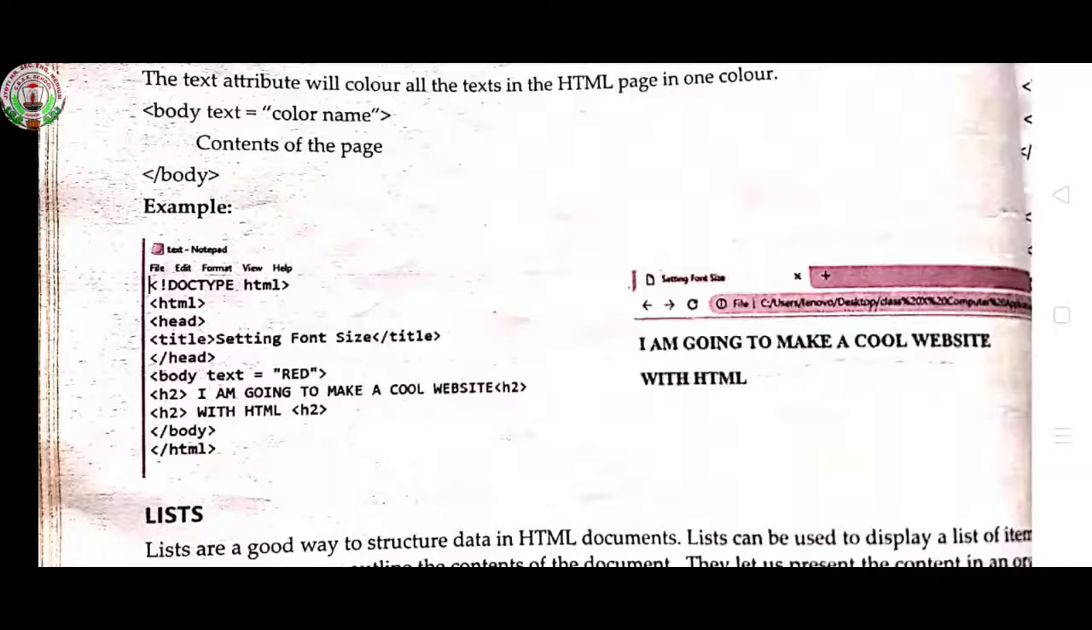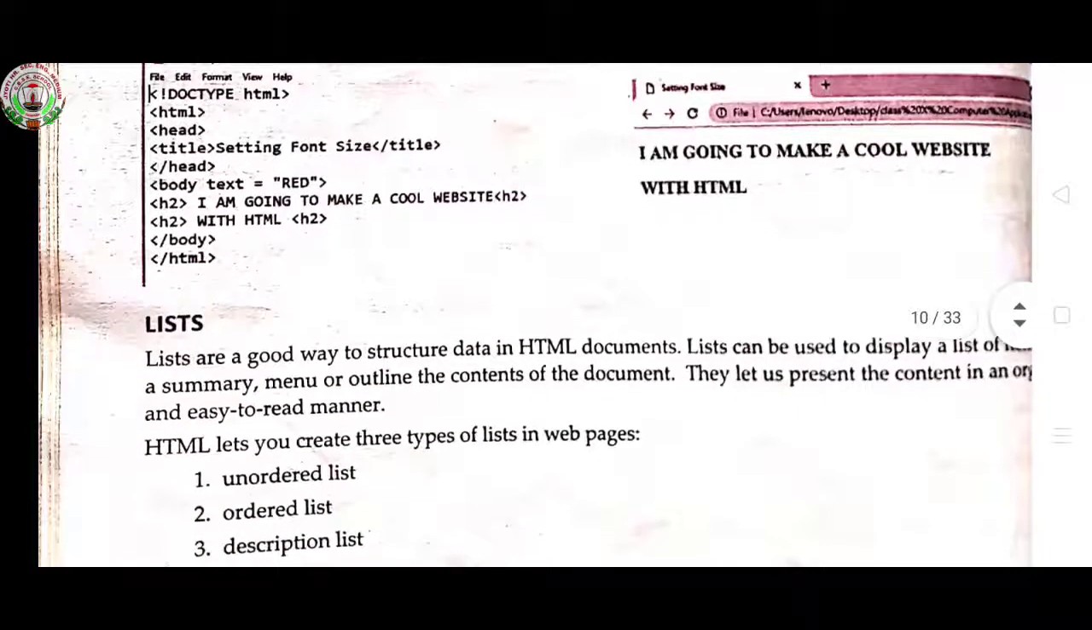background, BGCOLOR, text. In the next class I am going to teach you lists. There are three types of lists: unordered list, ordered list and description list.